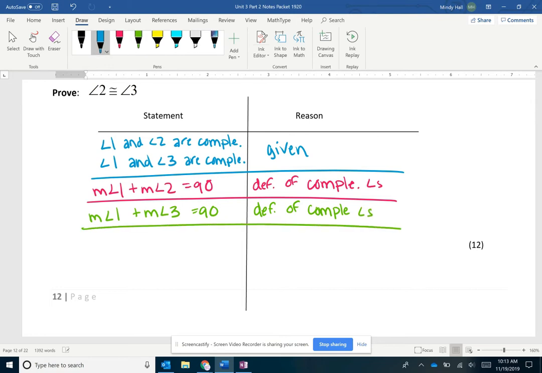Then notice they're both equal to 90, so I can just set them equal to each other. Measure of angle 1 plus measure of angle 2 equals measure of angle 1 plus measure of angle 3. That would be substitution because we are substituting in this little bit for this 90 instead.